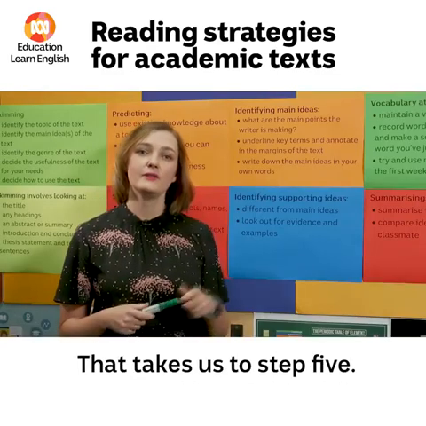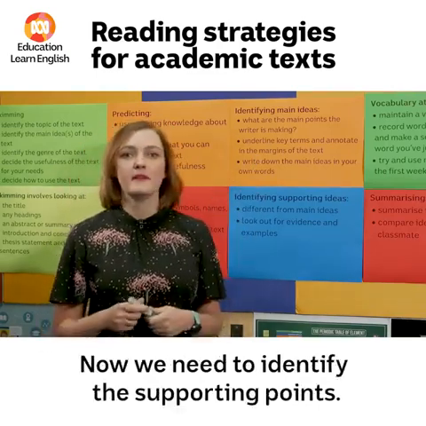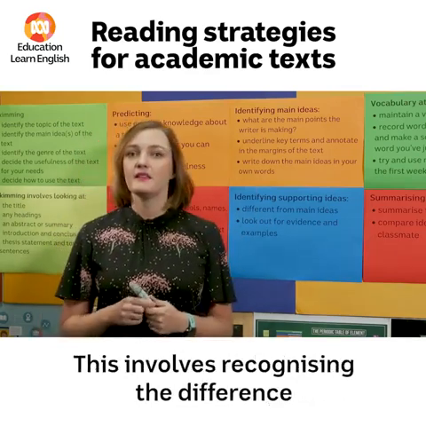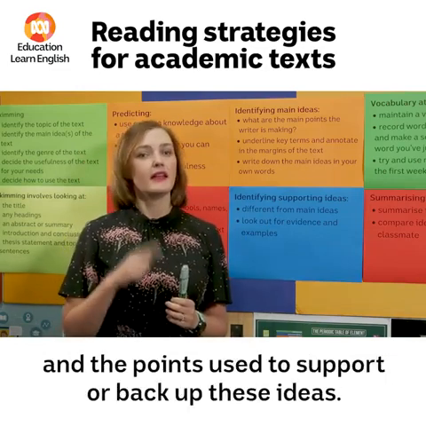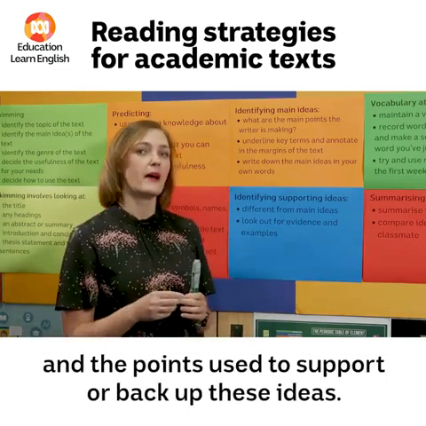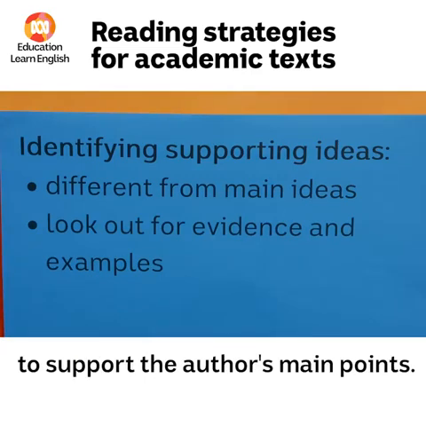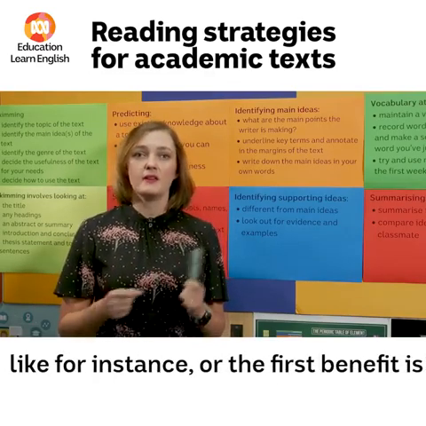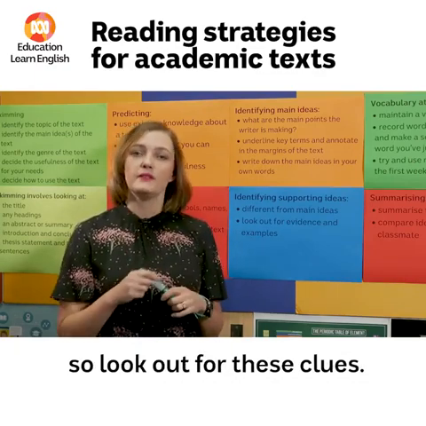That takes us to step 5. We've identified the main ideas. Now we need to identify the supporting points. This involves recognizing the difference between the writer's main ideas and the points used to support or back up these ideas. So, be sure to look out for evidence and examples to support the author's main points. You might see signposting language used here, like, for instance, or the first benefit is. So look out for these clues.